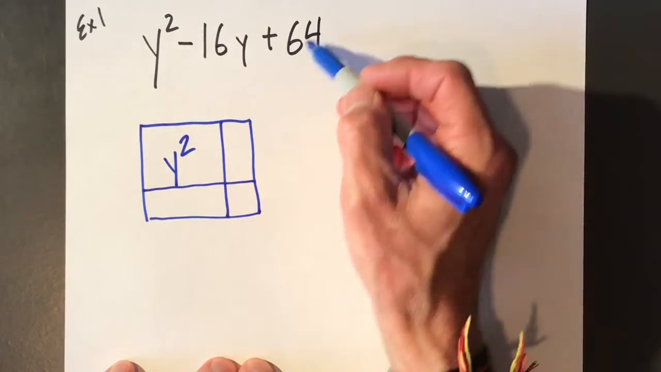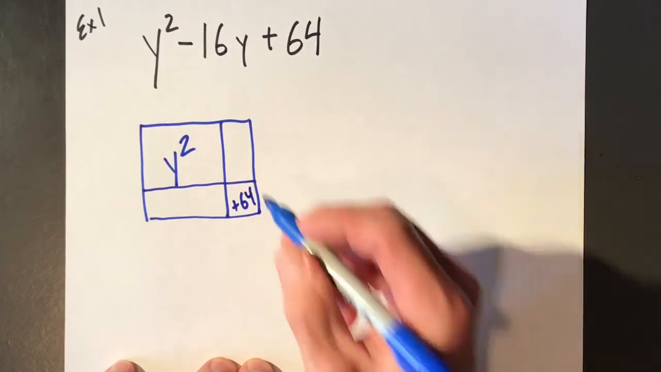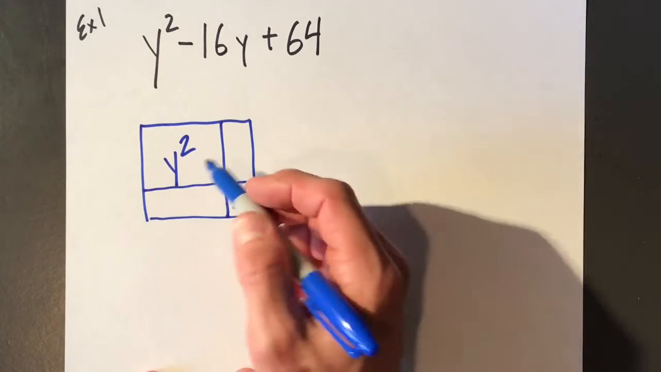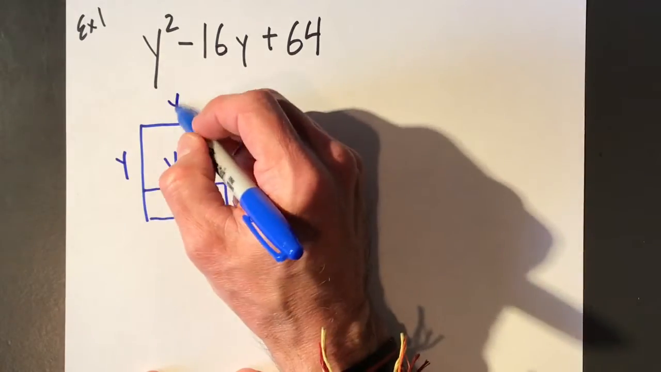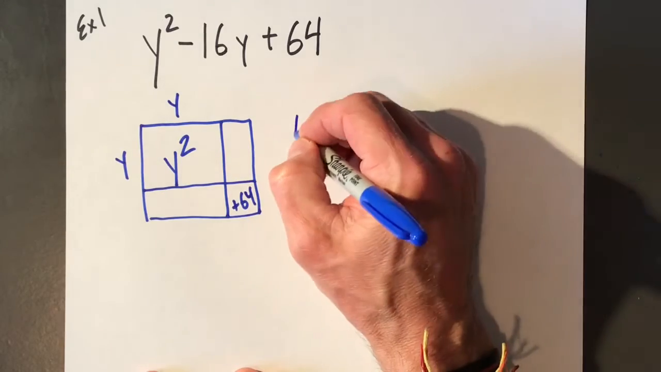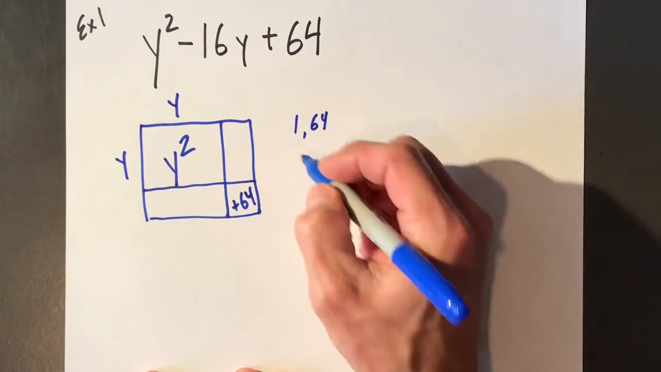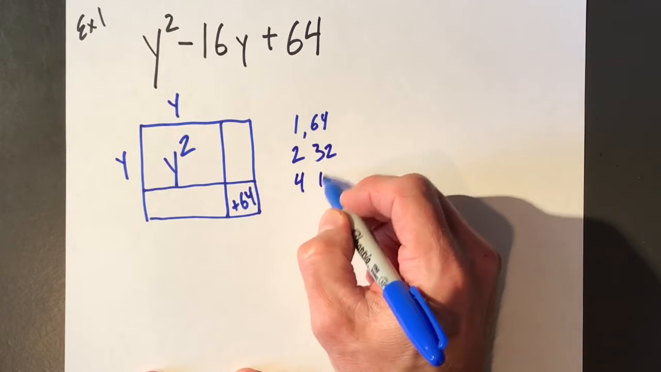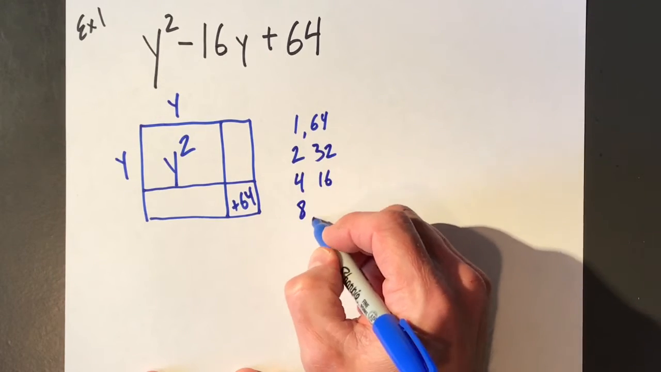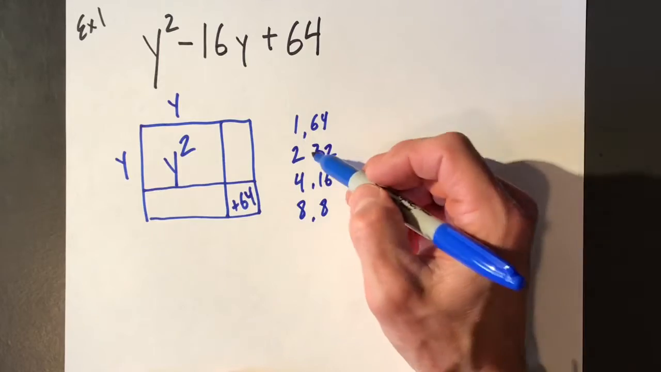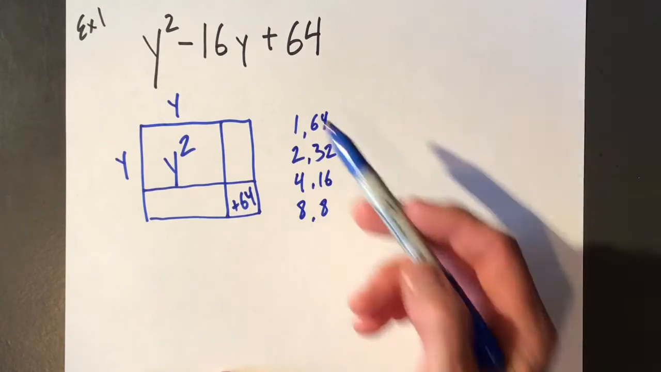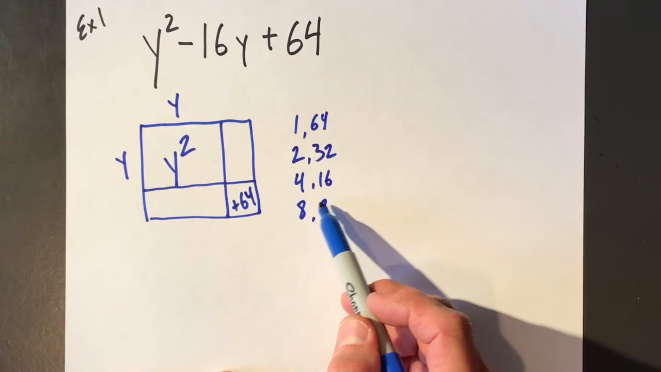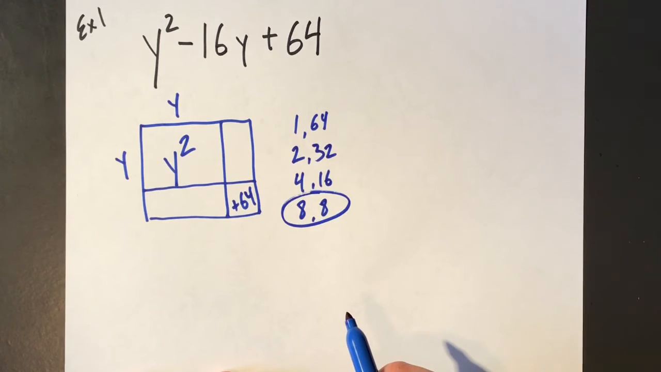My first term goes here. My last term goes there. There are a lot of other videos that I can link to if you need to see how this all works. y squared is y times y, and the 64 has lots of different combinations that multiply together: 4 times 16, 8 times 8, that multiply together to give you 64. And I need a pair that adds or subtracts to get 16. The only pair that works is the 8s.